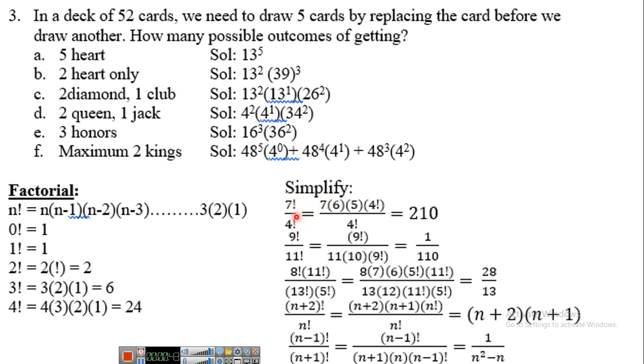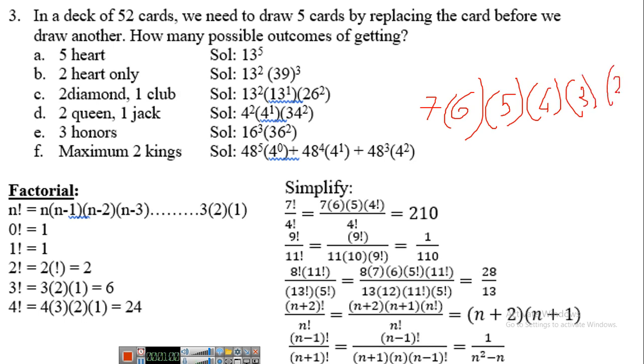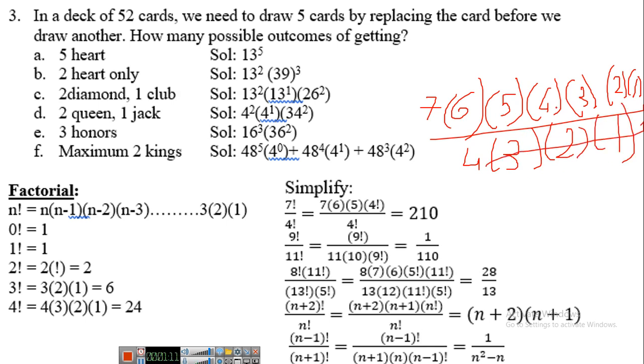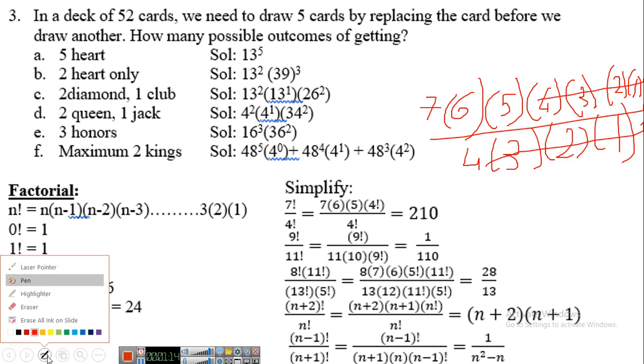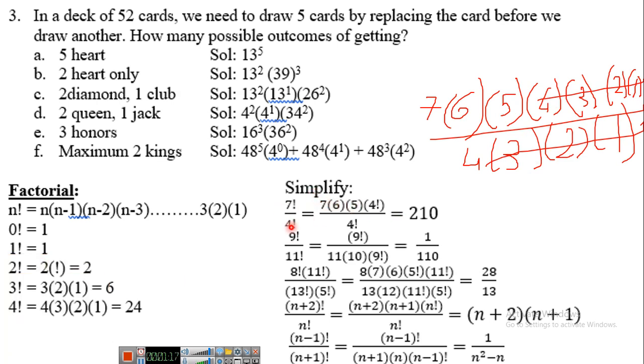Simplify 7 factorial over 4 factorial. Instead of writing 7 factorial as 7 times 6 times 5 times 4 times 3 times 2 times 1 over 4, 3, 2, 1 and cancelling these, directly I say it is 7, 6, 5. When I reach 4, I write 4 factorial over 4 factorial. Cancel out these two, and you have 7, 6, 5.